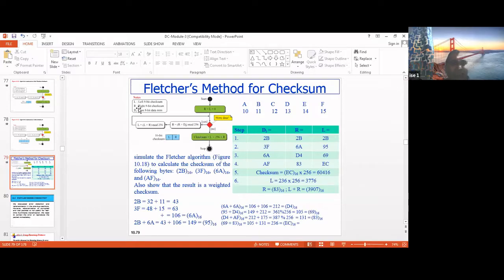Checksum is 16 bits. You see, left is 8 bits, right is 8 bits. So checksum will be 16 bits. You see, 16-bit checksum is LR. So I have got 16-bit checksum. Have you understood the entire problem?